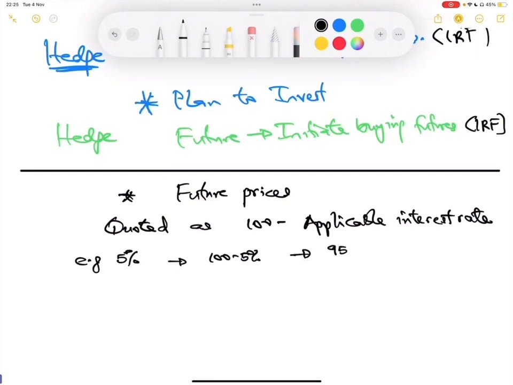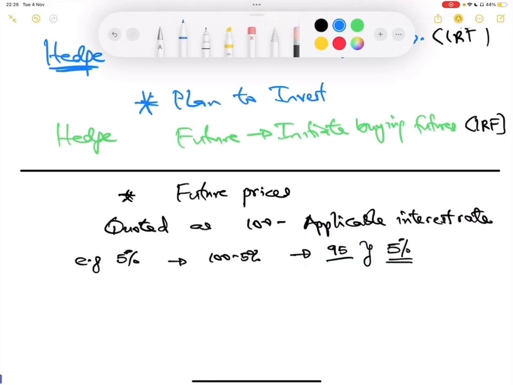Does it make sense, Rotimi? Yes. So the 95 is just a number without any units, or the price. Yes, it's just 95. Once they say 95, it is for you to understand that 95 means 100 minus 95, and that means the applicable interest rate for that loan or for that deposit is 5%.